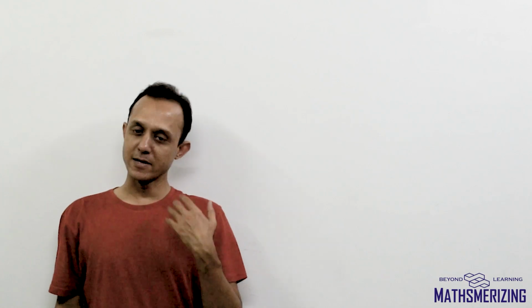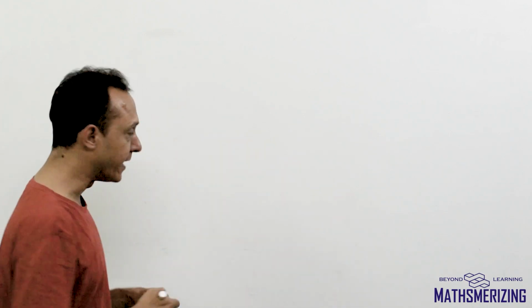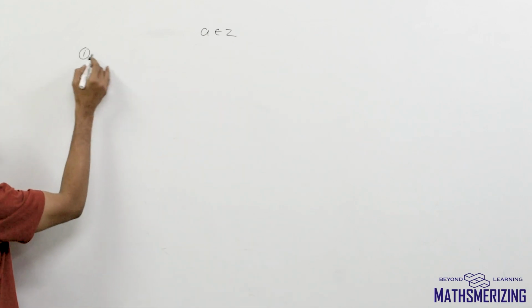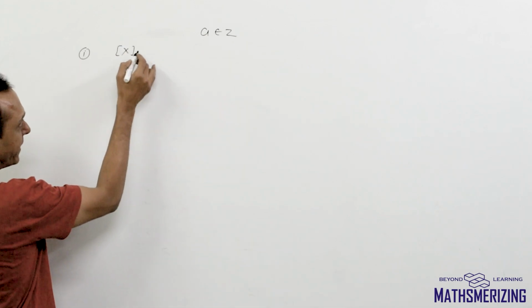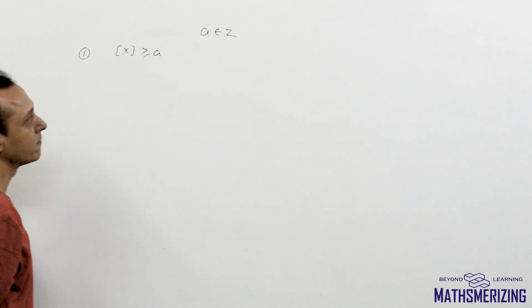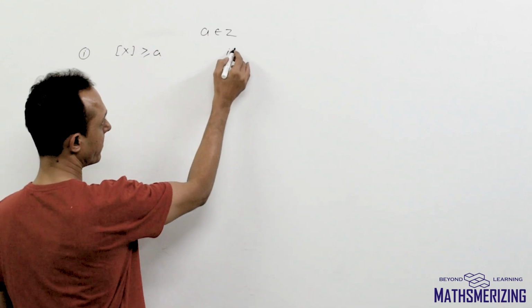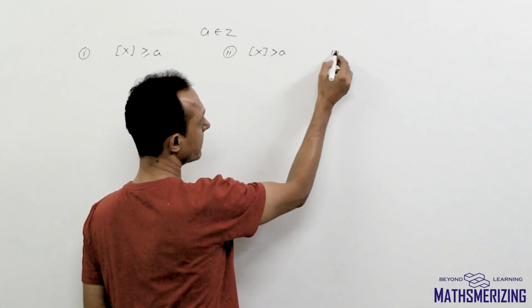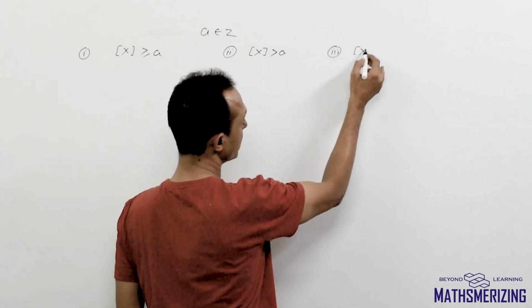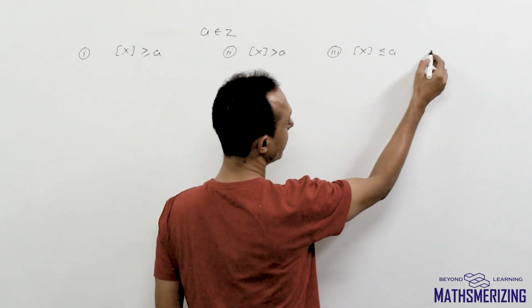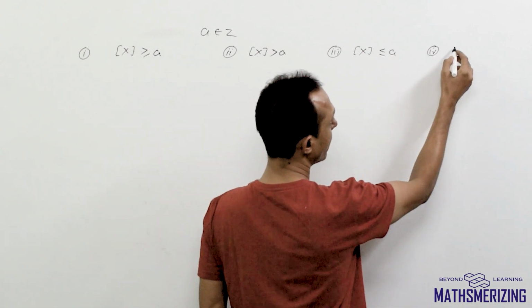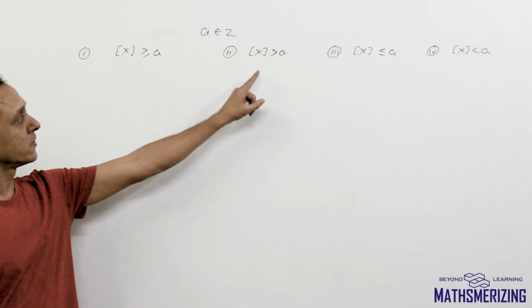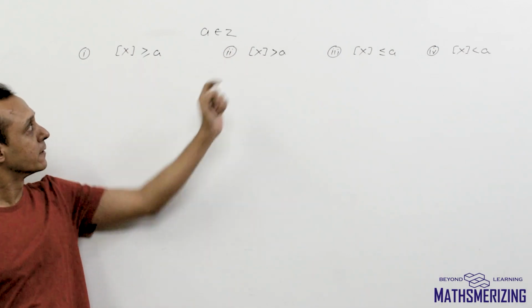So now we'll discuss inequalities of the greatest integer function. Suppose I have an integer a and I have four cases. Case 1, when greatest integer function of x is greater than or equal to a. Second case, when greatest integer function of x is greater than a. Third case, when greatest integer function of x is less than or equal to a. And the fourth case, when greatest integer function of x is less than a. Now in each case, a is an integer.